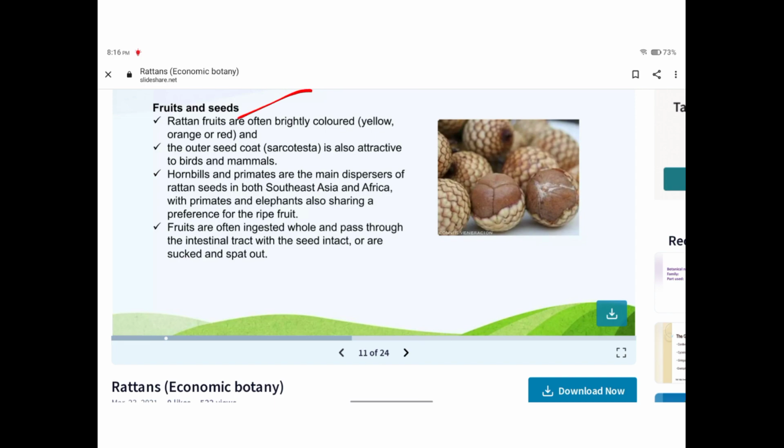Fruits and seeds. Rattan fruits are brightly colored, yellow in color, although they look brown because they are mature right now. So the seed coat, which is the outer layer, you can see here, is the sarcotesta, also attractive. Primates eat the seeds and spread them. After they eat them, the seeds pass out from the intestine.